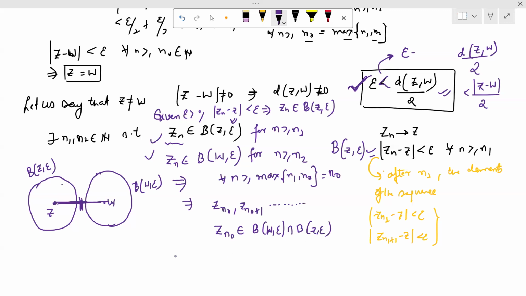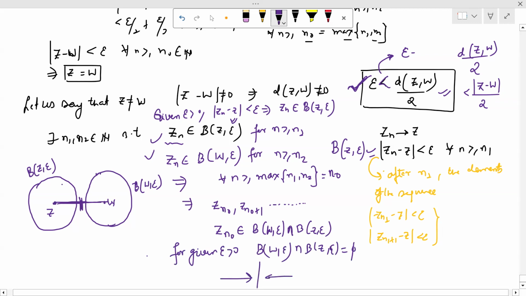But we already know that there is no such element. For a given epsilon greater than 0, B(W, epsilon) intersection B(Z, epsilon) is phi. So therefore we arrive at a contradiction. So I hope this proof you might have learned. If you have not learned, if you do not understand this proof, please mention me in the comments.